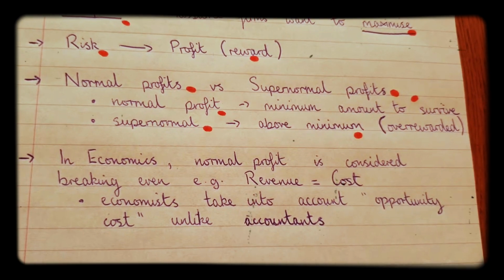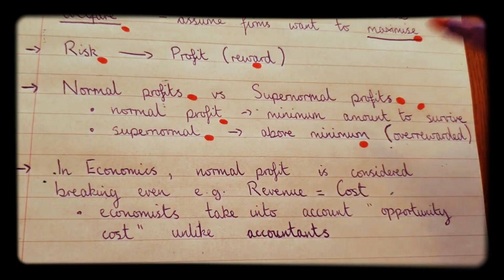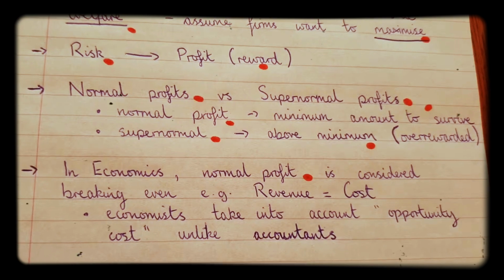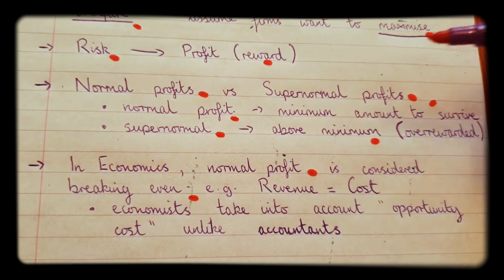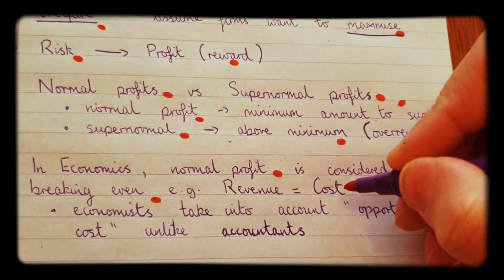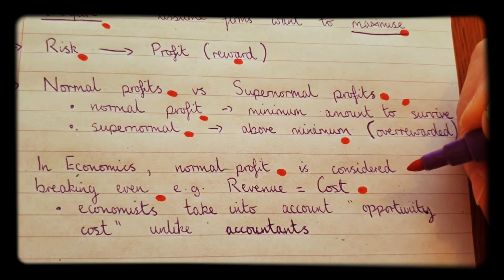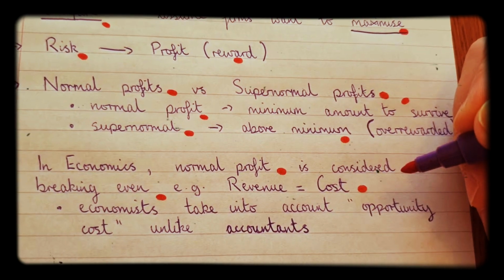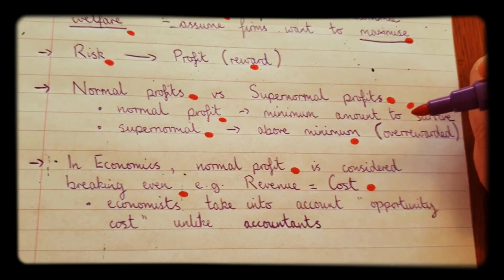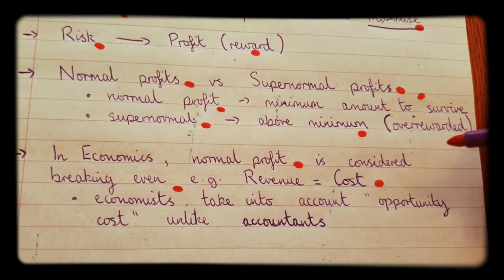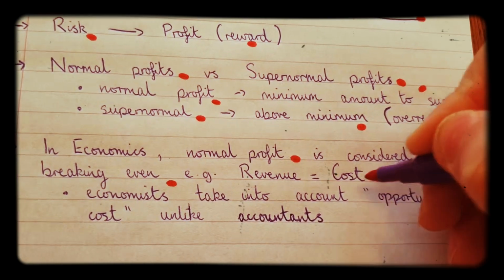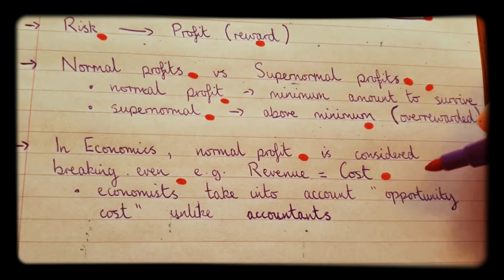In economics, normal profit is considered the level where the firm breaks even, so at the point where revenue equals the cost. This is slightly different, because economists take into account opportunity costs within the cost model, unlike accountants.